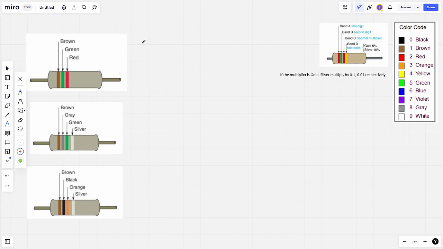Let's go through these. The first one is RT, the total resistance. The first number is brown, which is 1. We've got green as 5. And here we've got red as the multiplier, so that's 2 zeros. In this case, we've got no tolerance. That means we have to give a default tolerance of plus or minus 20%. That's the rule. If there's no band 4, you have to give a plus or minus 20%.